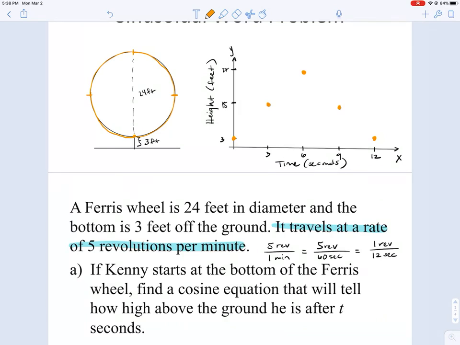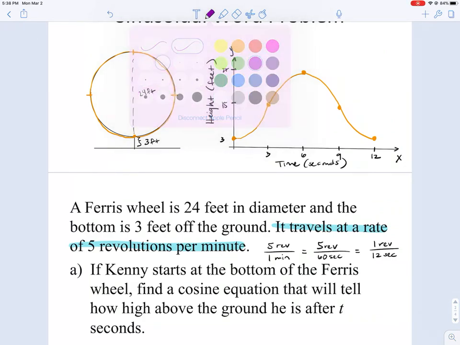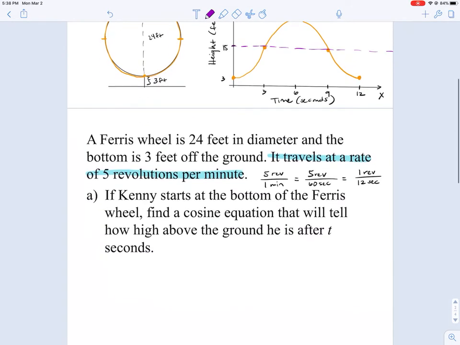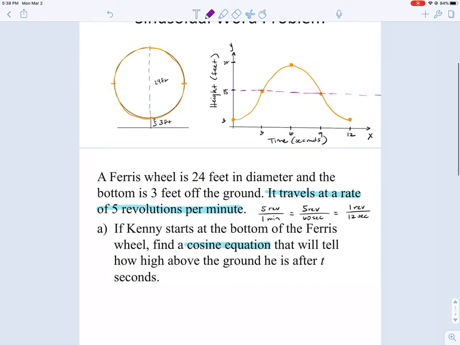Okay, so notice our graph looks like a sinusoidal function, where the midline, the line that cuts the graph in half, would be at 15. To come up with the cosine equation, there are actually infinitely many cosine equations that we could write.